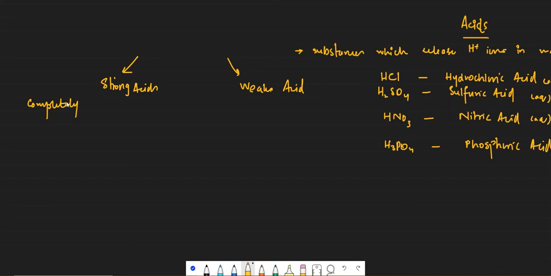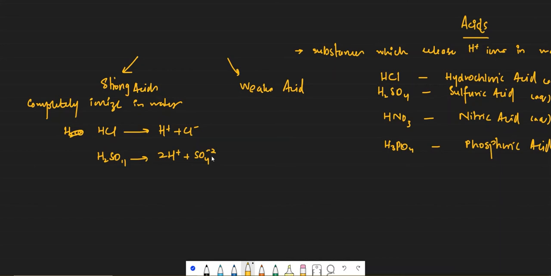For example, HCl is one example. When HCl is added in water, it will form H plus ions and Cl minus ions. When H2SO4 is dissolved in water, it forms 2 hydrogen ions and 1 sulfate ion. They can also ask you to write the dissociation equation for H2SO4. Dissociation or ionization is the same thing. It is the conversion of a compound into its ions.